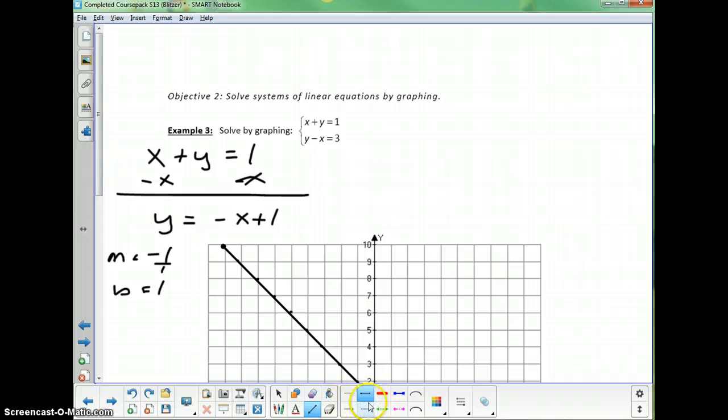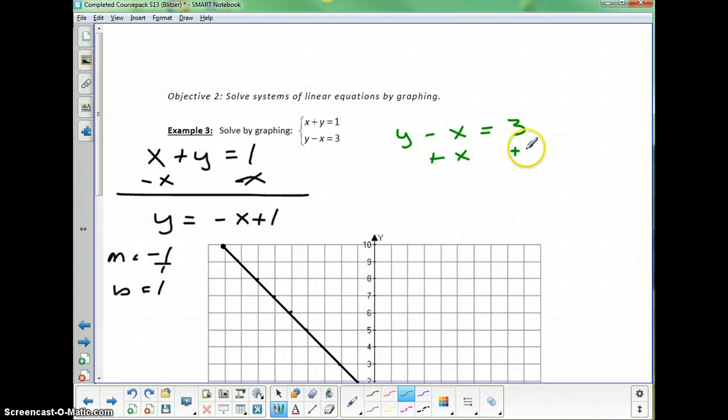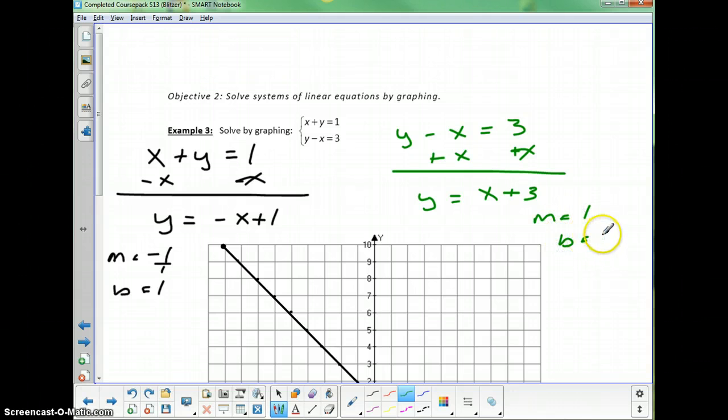So that line also is not yet in the right form. Let's put it in the right form. So right now it's written as y minus x equals 3. I want to get y by itself. So y minus x, we're going to add x to get rid of that. So y equals x plus 3. Slope in this one is 1. Y-intercept is 3.